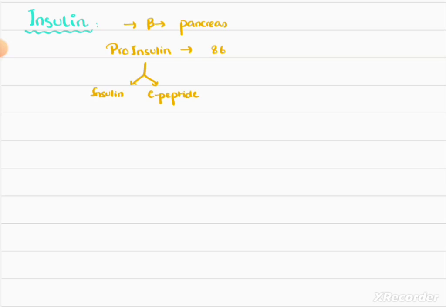And this insulin has 51 amino acids. So this is how insulin is synthesized in the body. It has important effects on almost every tissue of the body. The insulin receptor is a transmembrane receptor, found in the cell membranes, and insulin goes and binds with these receptors.